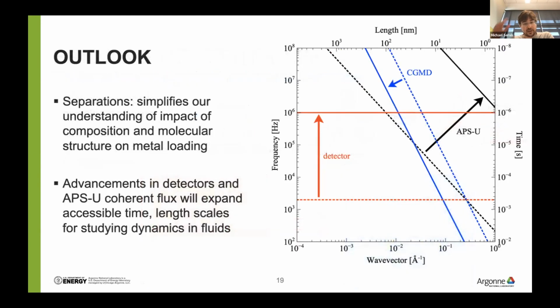And so to recap and talk a bit about the role of the APS upgrade. From the separations perspective, we've been able to simplify our understanding of all the different parameters that go into a separation system and how it affects structure and how it affects phase behavior, which is really exciting. And then in terms of making dynamic measurements in particular, we have improvements in detector speeds, and so we're using a megahertz detector, which is very helpful.